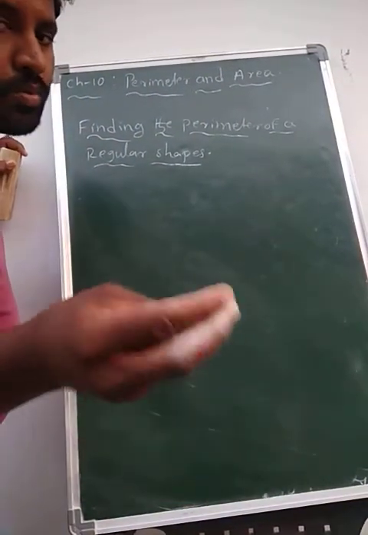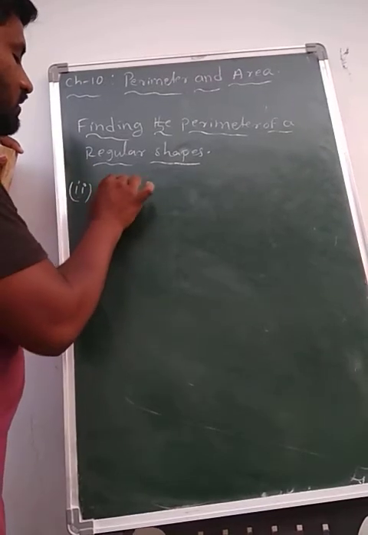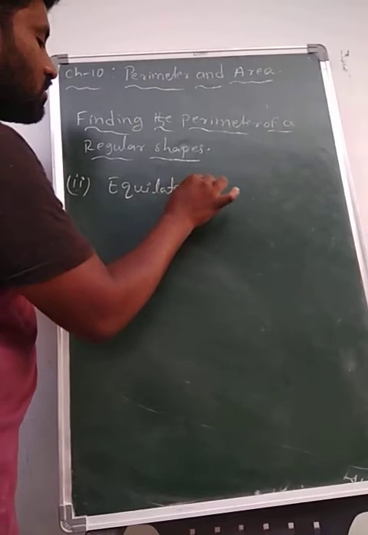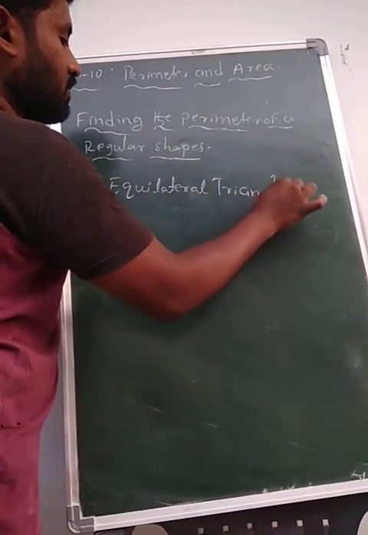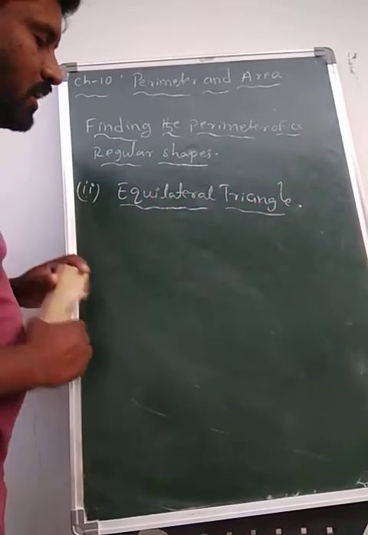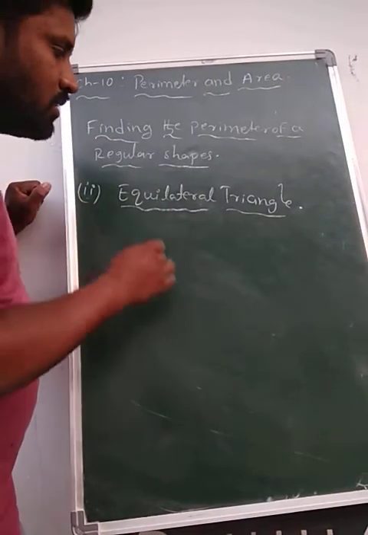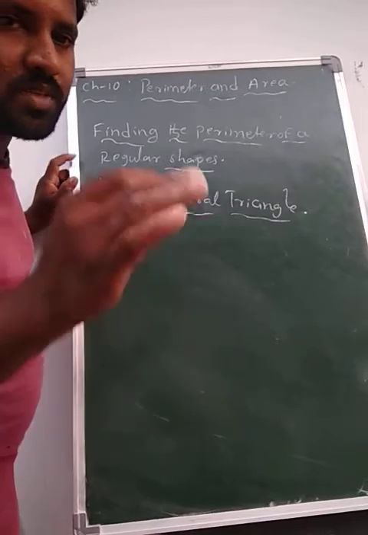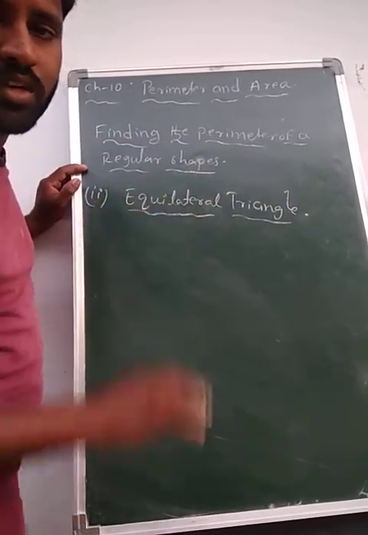The next regular polygon is an equilateral triangle. Equilateral triangle. An equilateral triangle is a regular polygon, because in an equilateral triangle 3 sides are equal and 3 angles are also equal.